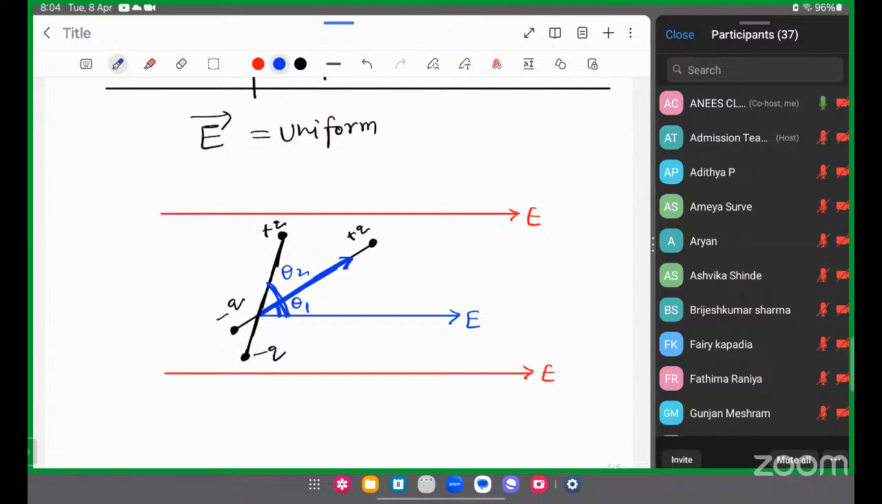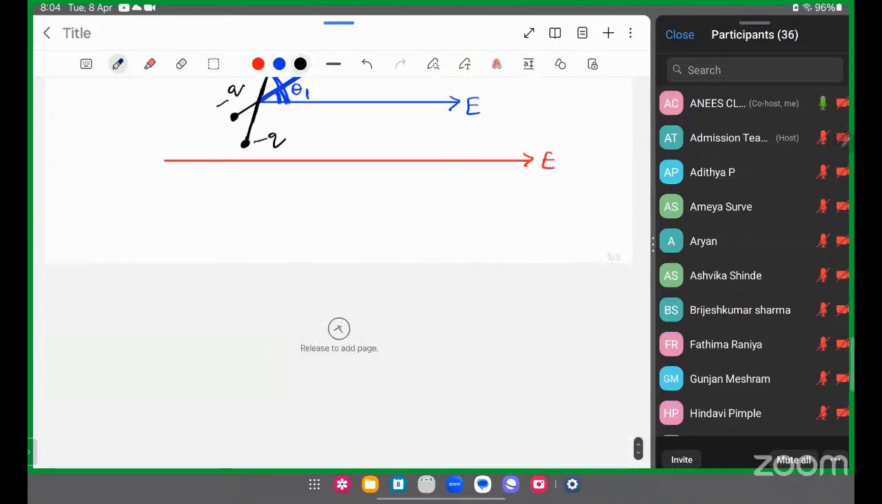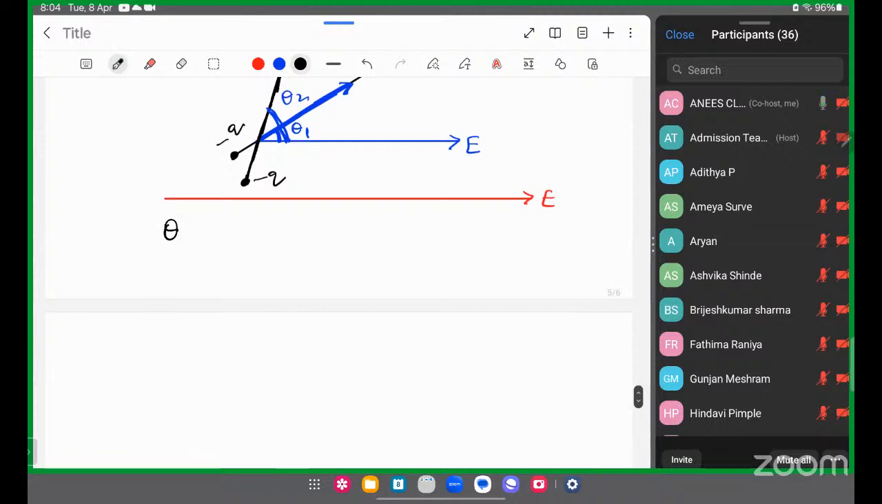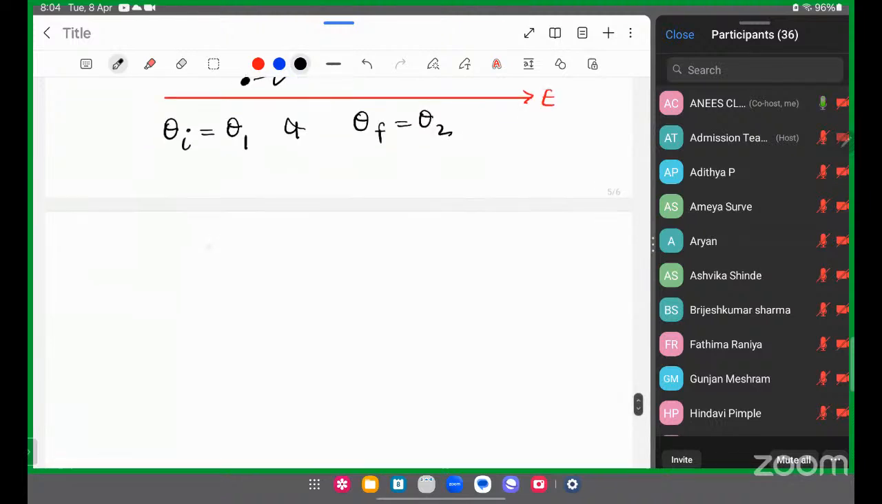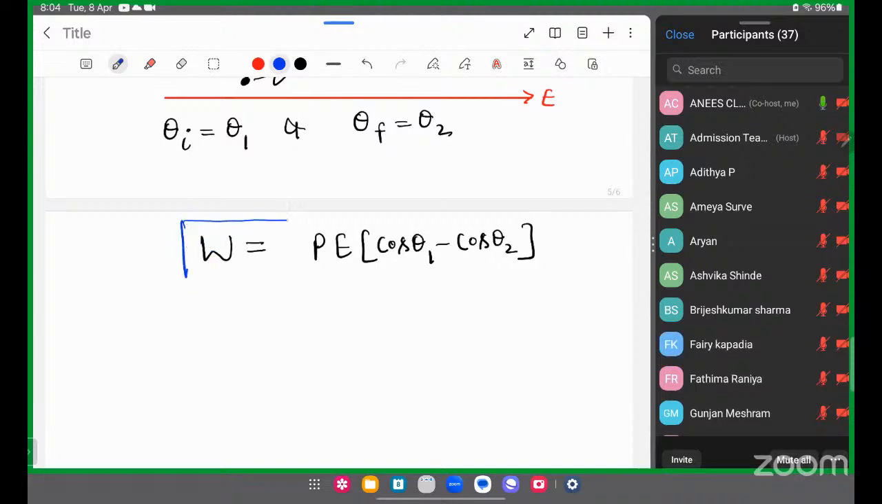So we want to know what will be the work done in rotating it from angle theta 1 to theta 2. The work done in this case is given by, theta initial is theta 1, and after rotation theta final is theta 2. Work done W is equal to PE in bracket cos theta 1 minus cos theta 2. So if you know the initial angle and the angle after rotation, we can find out the work done in the process. Understood or any doubt?